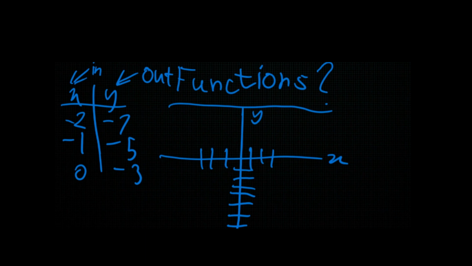So for negative 2 on the x-axis, the y will be at negative 7. So right over here, this point. And for negative 1 on the x-axis, the y will be over here. And for 0, y will be negative 3 over here. And this is how you can graph. It doesn't have to be in scale, but you have to plot it correctly to get this.